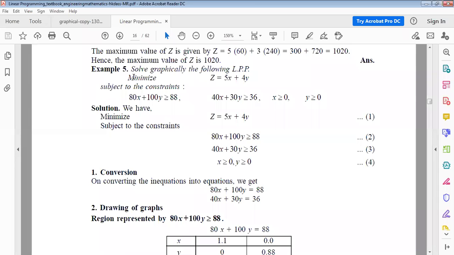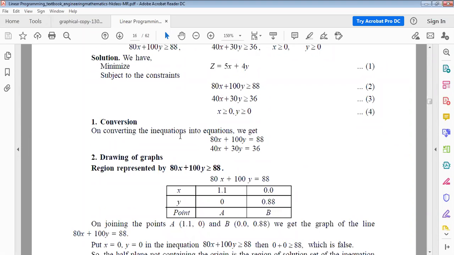Similarly, example 5: solve graphically the following minimization problem using the isocost method, subject to these two constraints only. We minimize the objective function Z equals 5x plus 4y. These are the two constraints. Now converting the above inequality to equality equations, we get this.